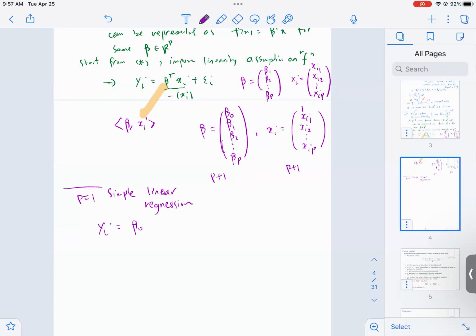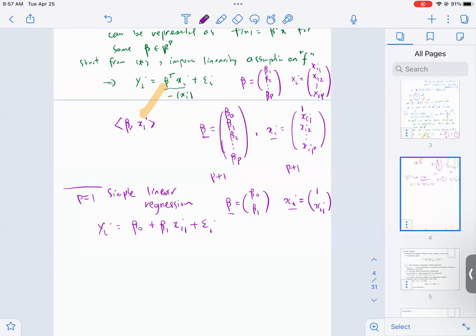Yi is equal to beta 0 plus beta 1 xi1 plus epsilon i. So there's just one feature. So beta would be (beta 0, beta 1), and xi would just be (1, xi1). I'm going to put a bar here to emphasize that these are vectors.